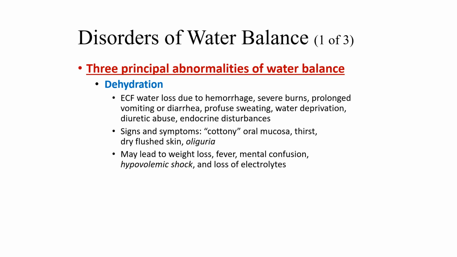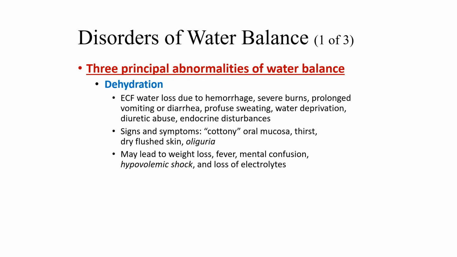What we see is an oral mucosa that is very white and dry. People are thirsty, their skin is dry and reddish, and they have oliguria. O-L-I-G, it means scant, so they ain't got much pee. This can lead to weight loss, which is why some people abuse diuretic drugs.